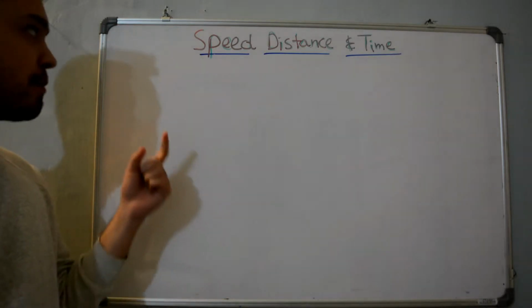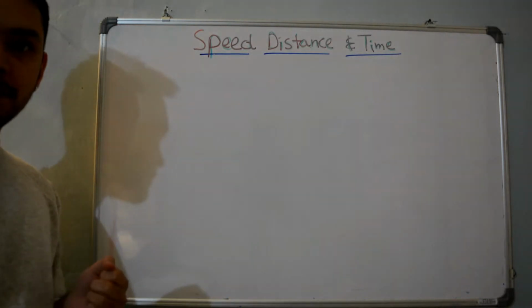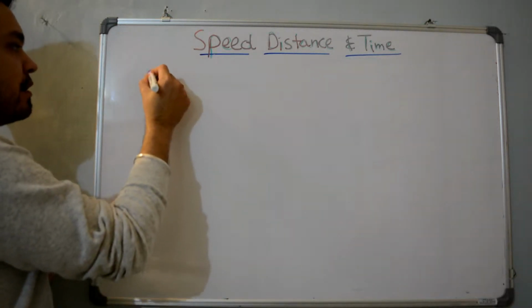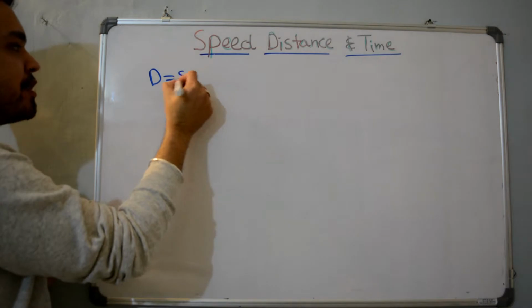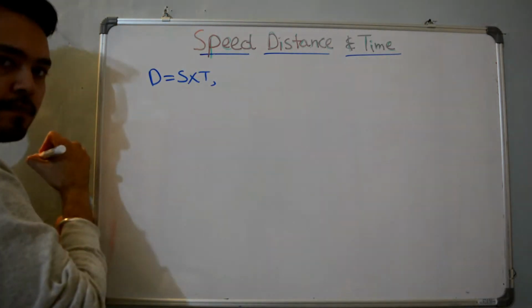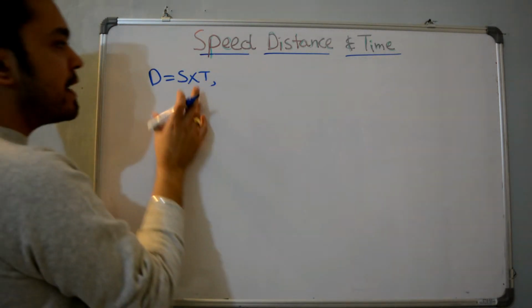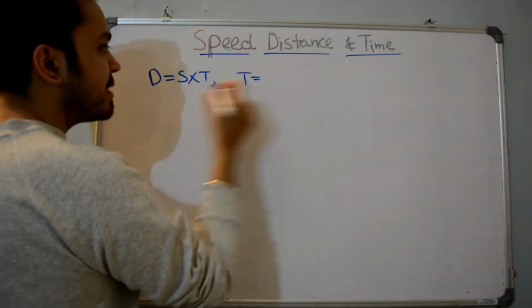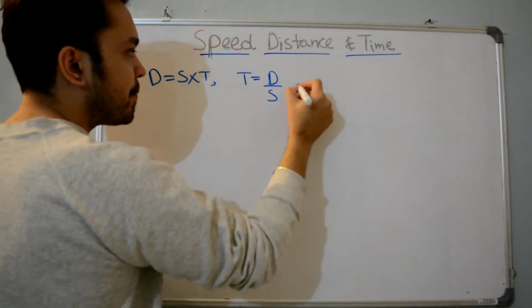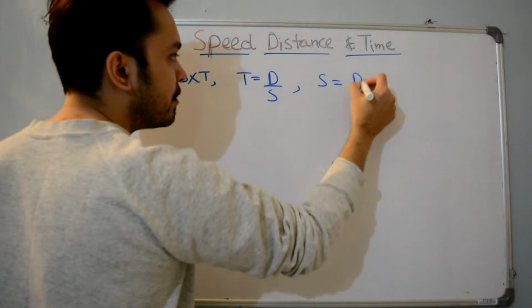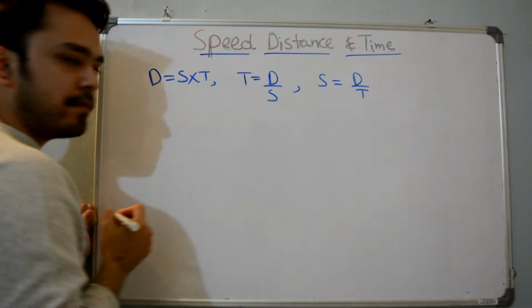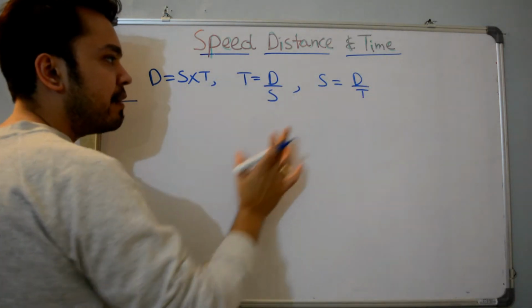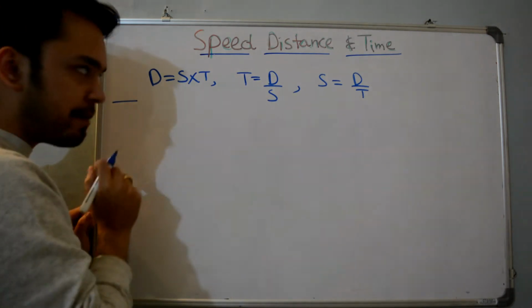Today we'll be doing a chapter called Speed, Distance and Time. Right. So first of all, we would start with a basic formula. You all must be knowing that distance is equal to speed into time. Right. From this formula you can make out all the other formulas. For example, time is equal to distance upon speed and speed is equal to distance upon time. Clear? These are the three mother formulas and we will be learning their applications in this chapter.